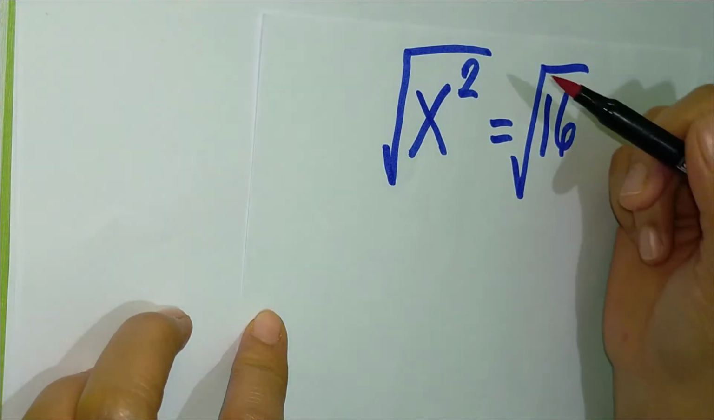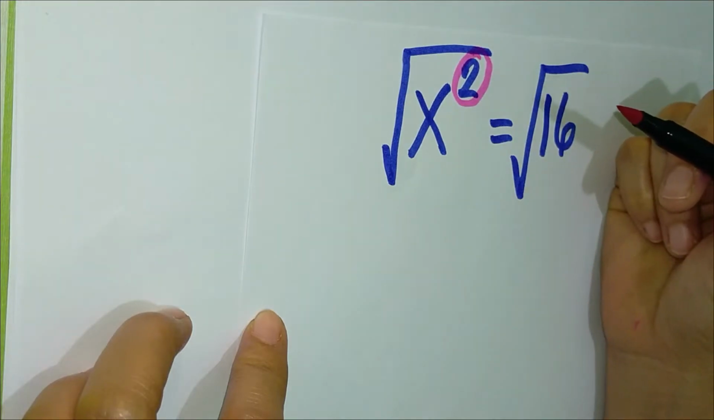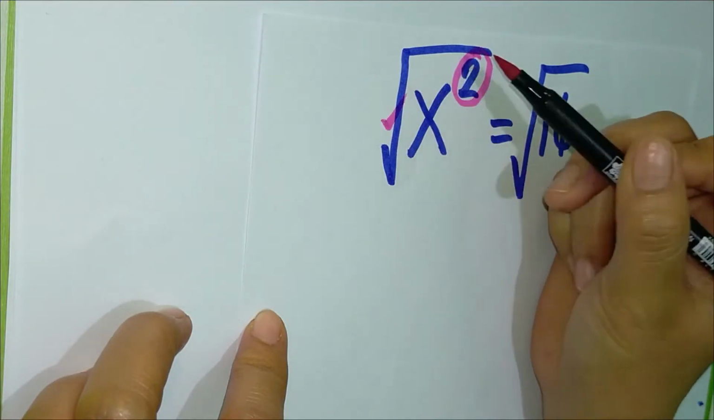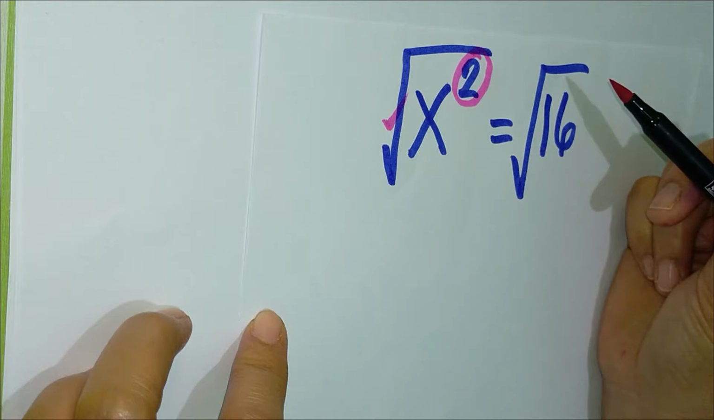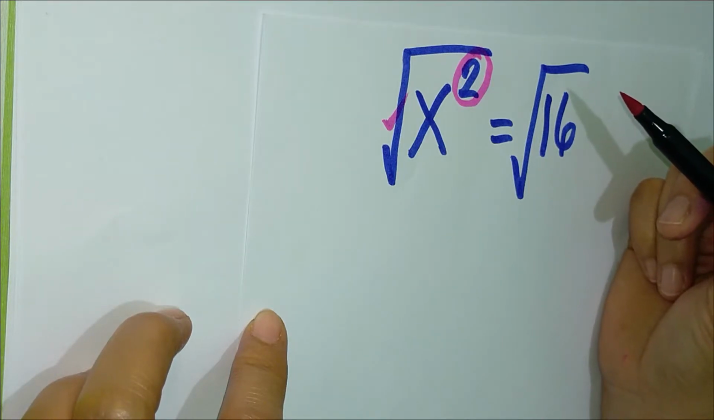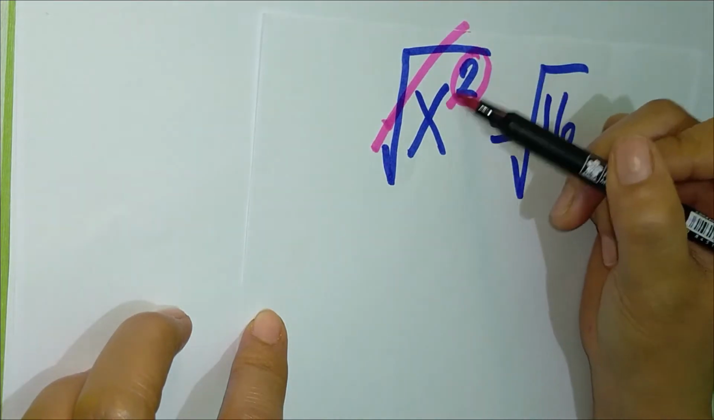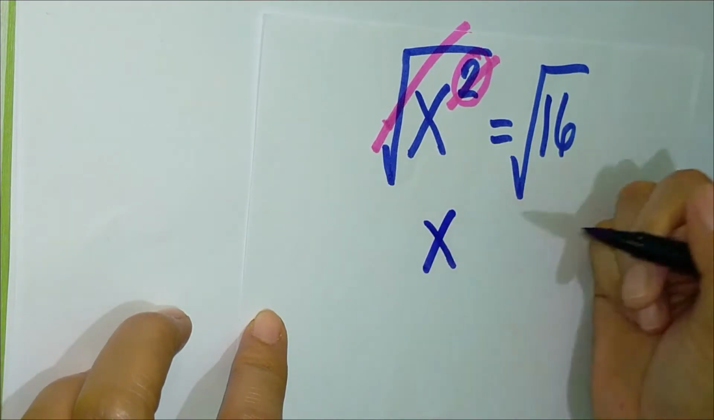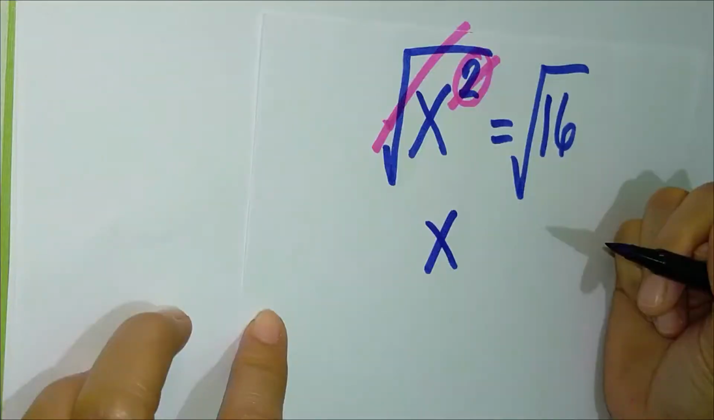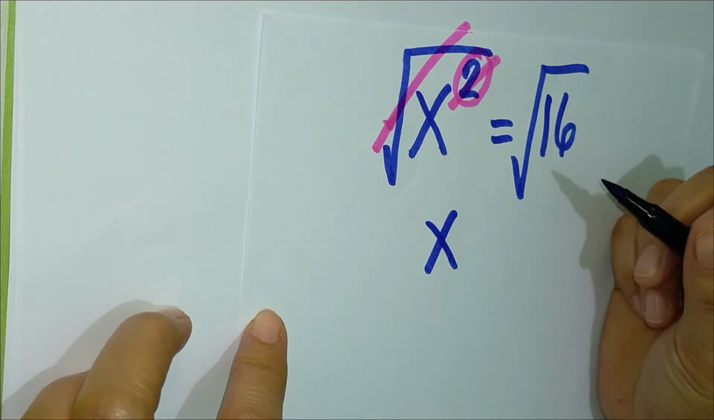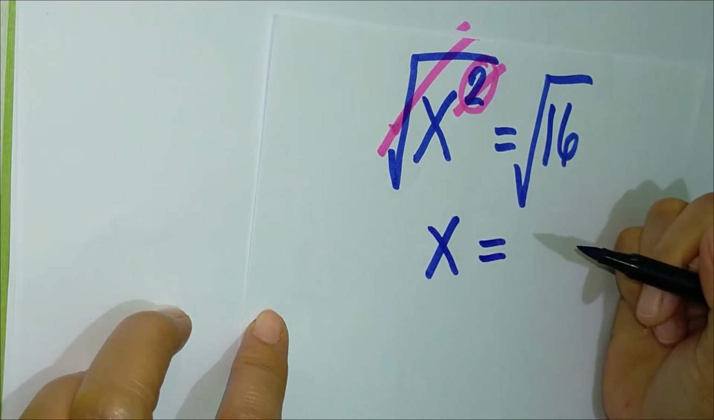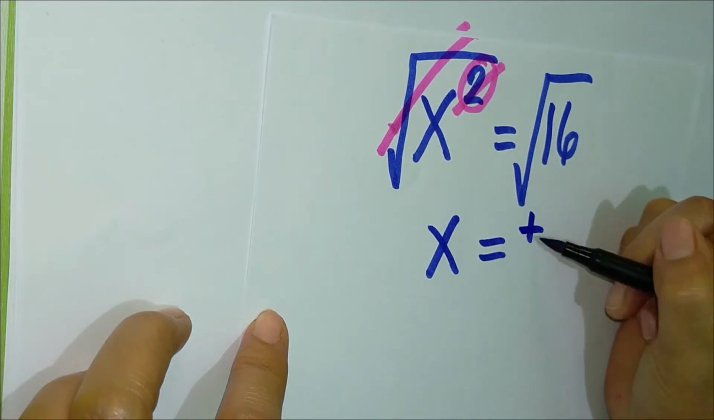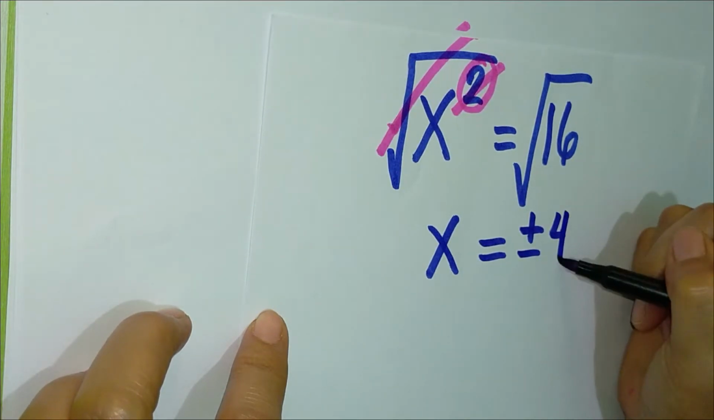The exponent 2 is divided by the index 2, applying the law of radicals. So, the exponent of x becomes 1. The radical sign in x squared is now eliminated. Then, get the square root of 16, which is positive or negative 4.